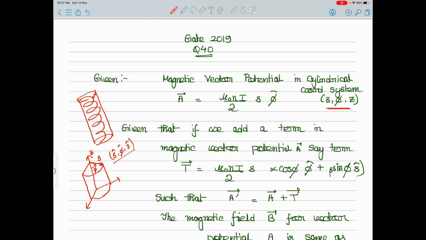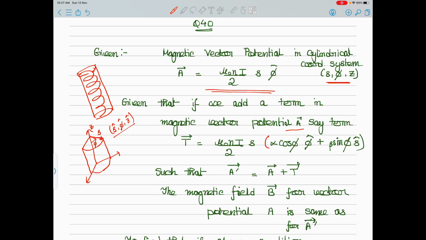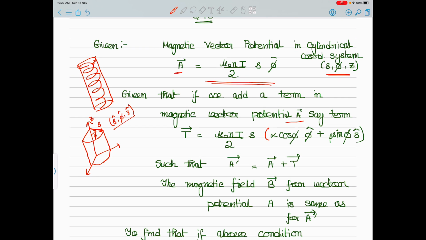Fine. Now, it is given in the question that if we add an extra term to the magnetic vector potential A, say that term is T, that is mu naught n I by 2 S, in brackets, alpha cos phi phi cap plus beta sin phi S cap. This is the extra term given in the question, and if we add this extra term T to this magnetic vector potential A, we get a new magnetic vector potential A dash, that is A plus T. Now the magnetic field B for the vector potential A is the same as for that of A dash. This is given in the question.